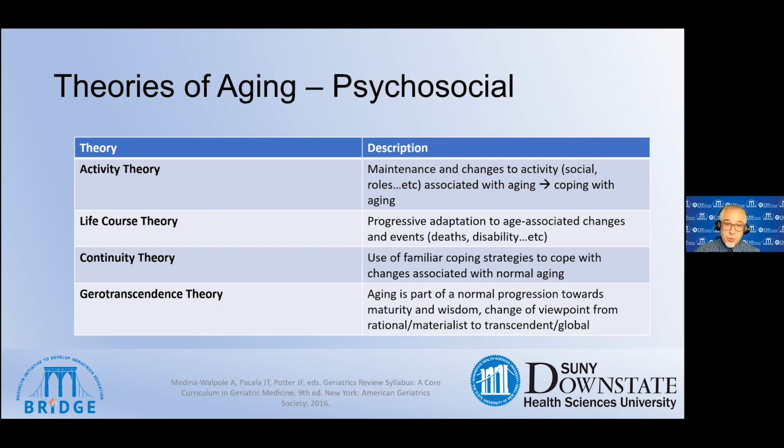There are psychosocial theories of aging, including the activity and life course theory, the continuity theory, the gerotranscendence theory, and Ericksonian stages of development, which have to do with the transition through life, the accumulation of coping mechanisms as we adapt to age-dependent changes and events in our life.